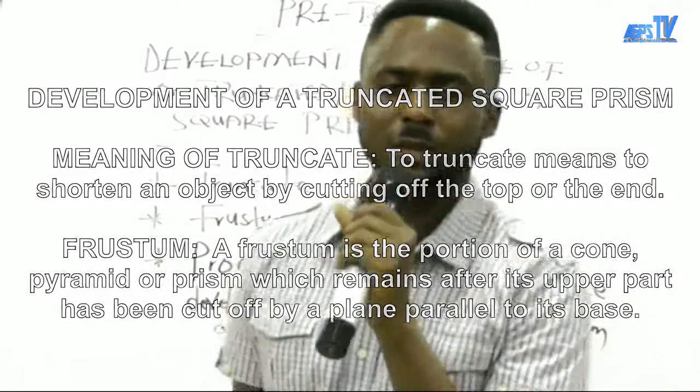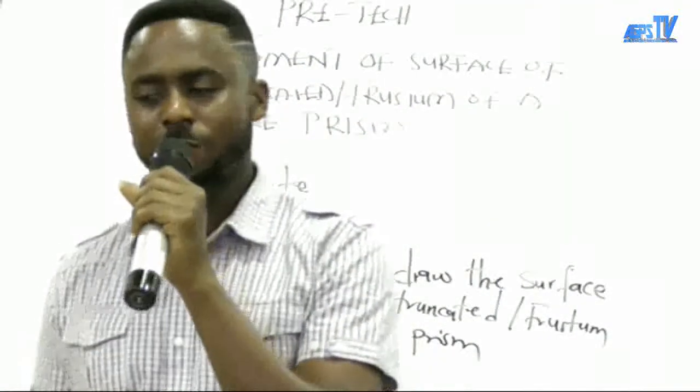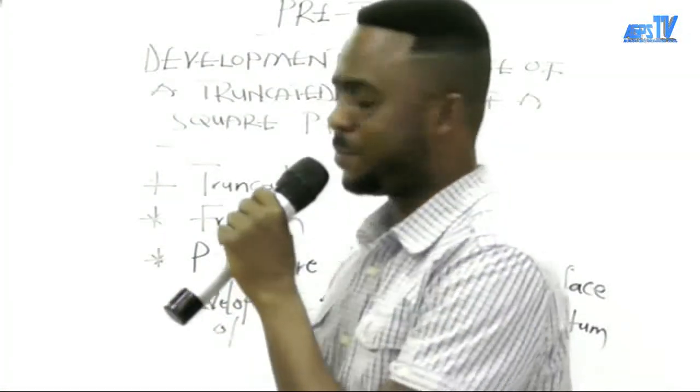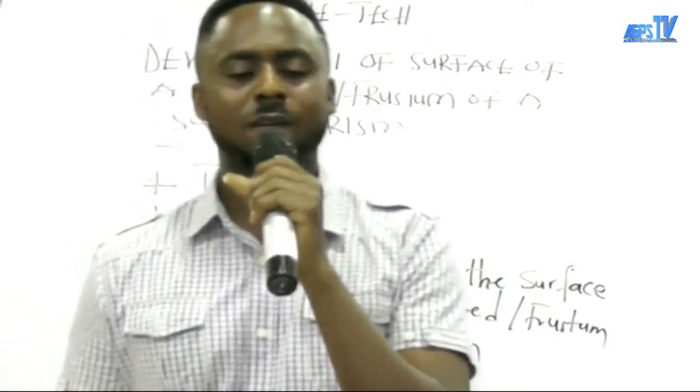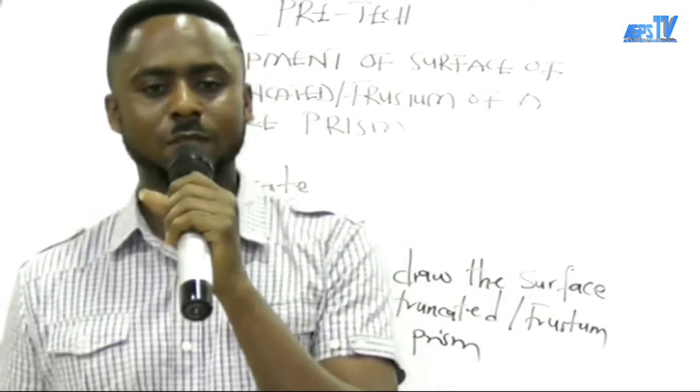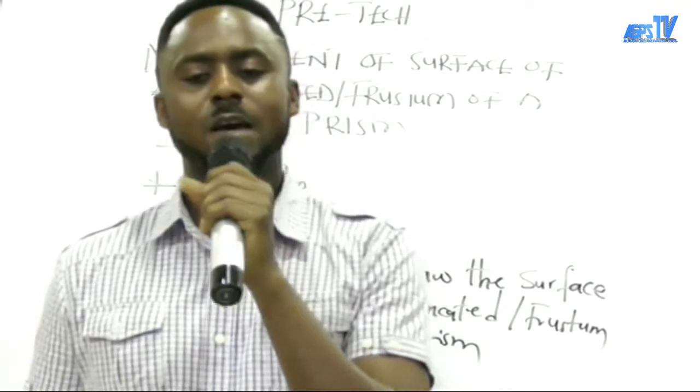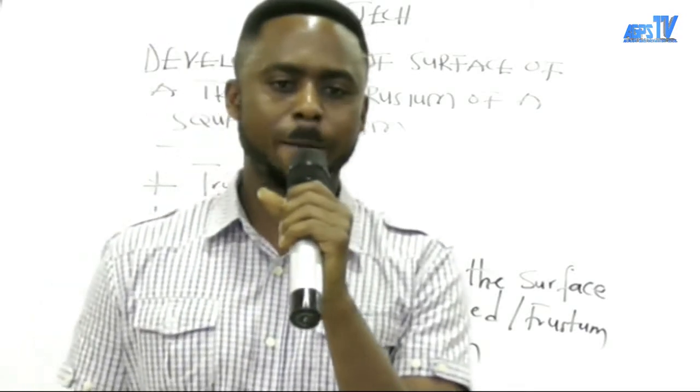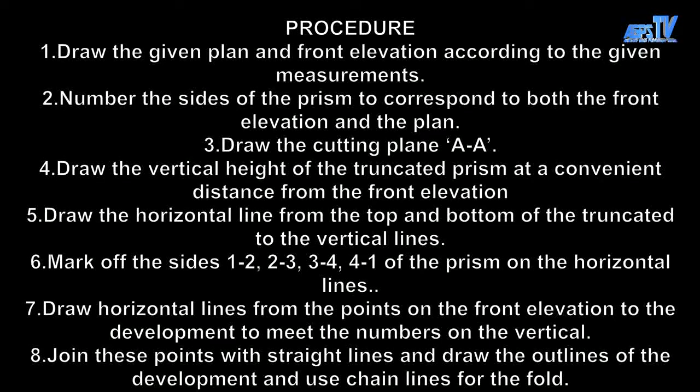Very good. Now let's quickly go through the procedure involved in drawing the surface development of a truncated or the frustum of a square prism. Step one, you draw the given plan and front elevation according to the given measurement.